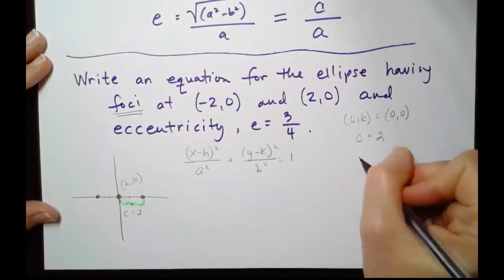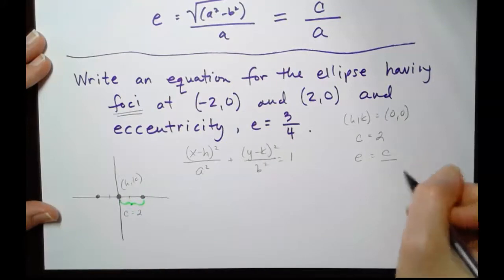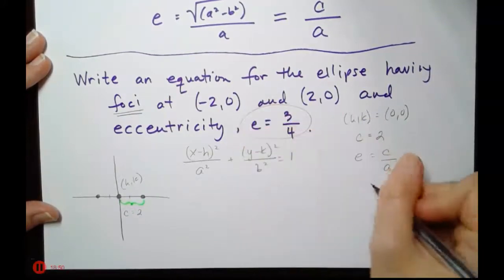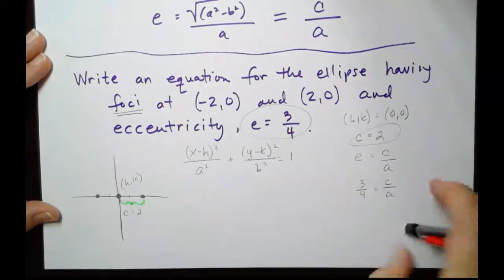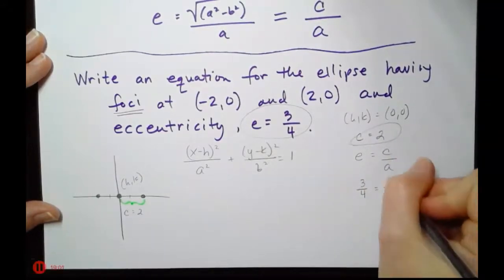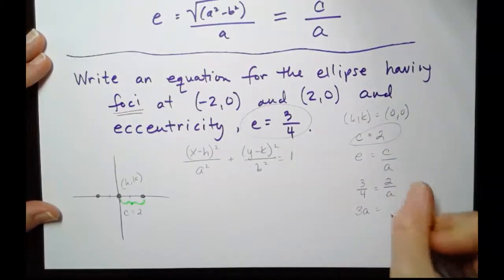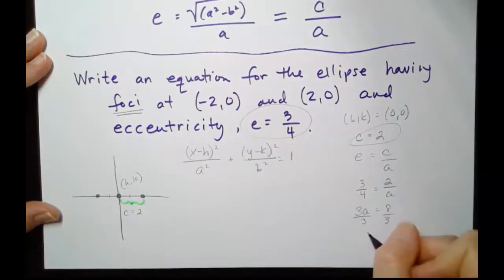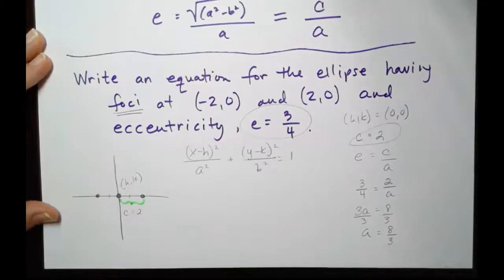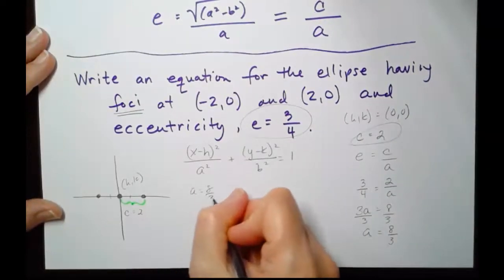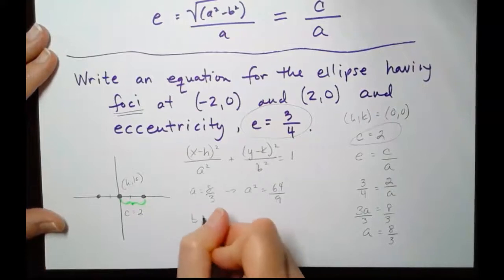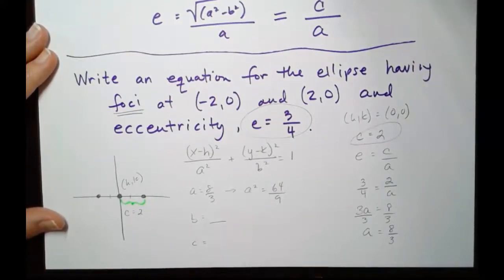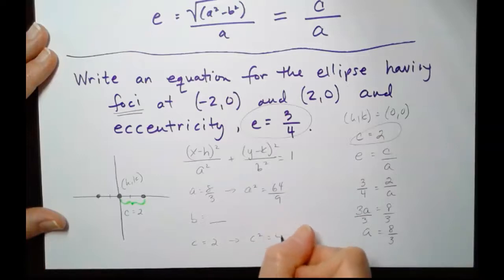So if C equals 2 and E equals C over A, and our E value is given, 3/4 equals C over A, and we know that C is 2, so let's let that be 2. So 3A equals 8. Therefore, A equals 8/3. So if A equals 8/3, then A squared equals 64/9. B, we shall find momentarily. C equals 2, therefore C squared equals 4.